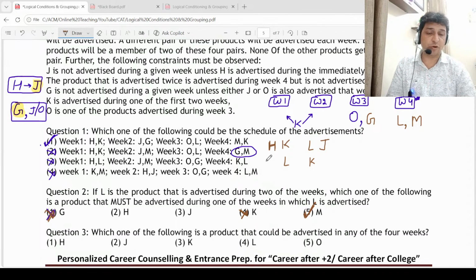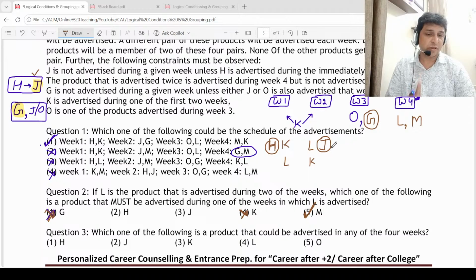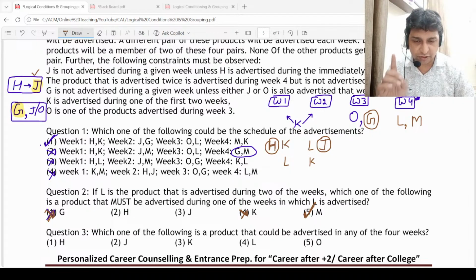That is 100% sure because H and J have been fixed as per this condition. G has to be with J or O. If G comes here, then K comes here, then L does not have a place, so G has to come here. Now K and L, we are not sure. There are two options, but M, who is left, has to definitely be here. That means the answer to this question was M. I believe this question is also quite clear.